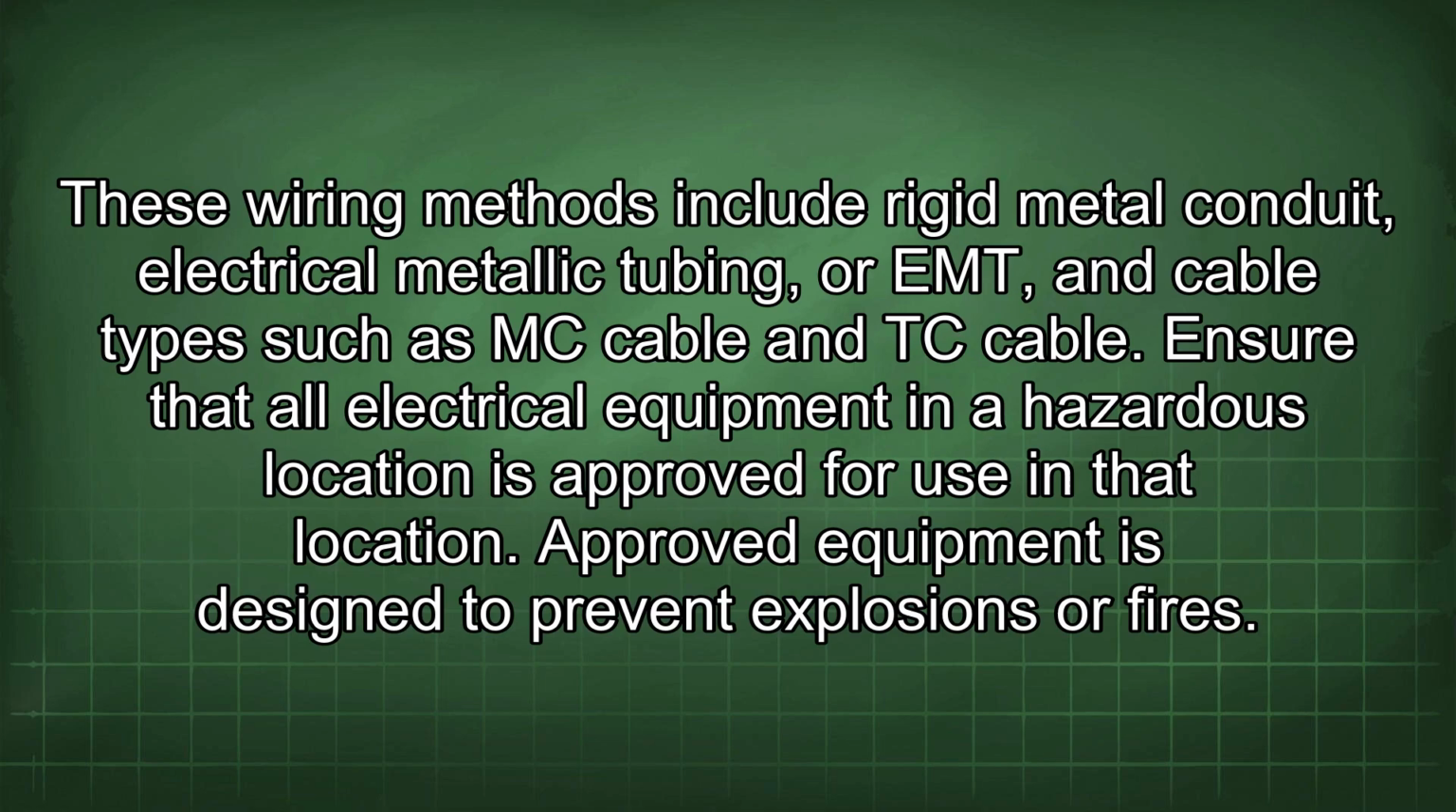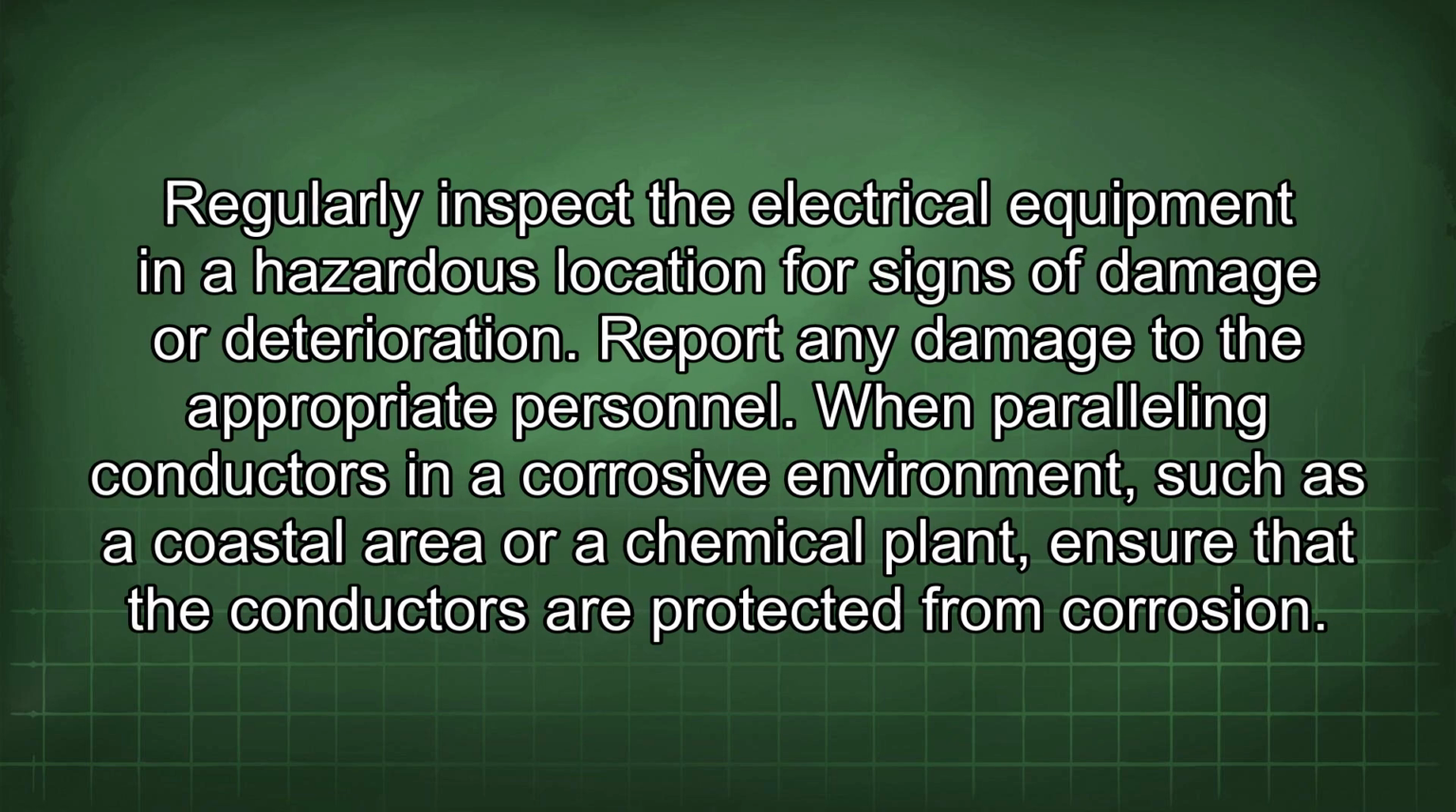These wiring methods include rigid metal conduit, electrical metallic tubing or EMT, and cable types such as MC cable and TC cable. Ensure that all electrical equipment in a hazardous location is approved for use in that location. Approved equipment is designed to prevent explosions or fires. Regularly inspect the electrical equipment in a hazardous location for signs of damage or deterioration. Report any damage to the appropriate personnel.